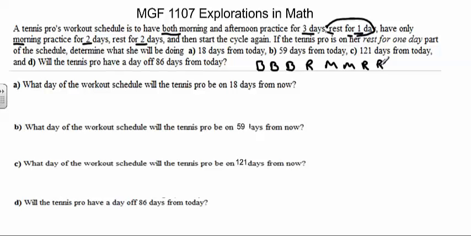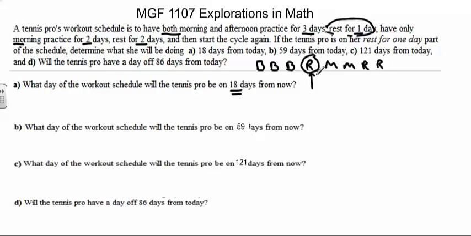So it says if the tennis pro is on her rest for 1 day part of the schedule, so I'm going to circle that, rest for 1 day. So we know the tennis pro is right there right now. Determine what she will be doing in various days from today. Part A says, what day of the workout schedule will the tennis pro be on in 18 days from now? And remember, now is that single day of rest.